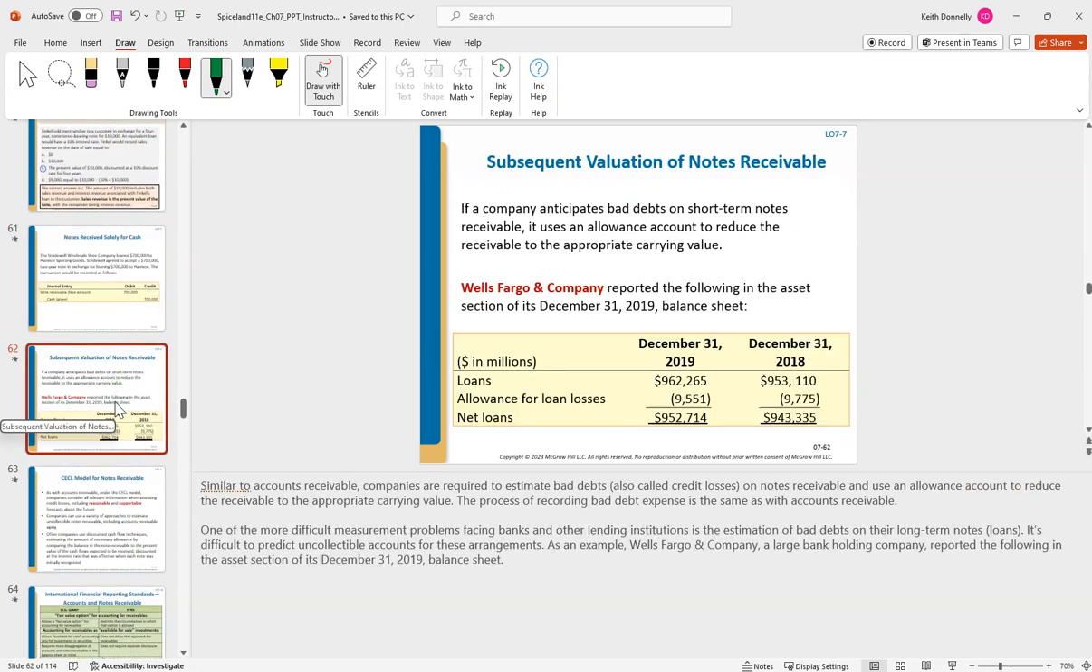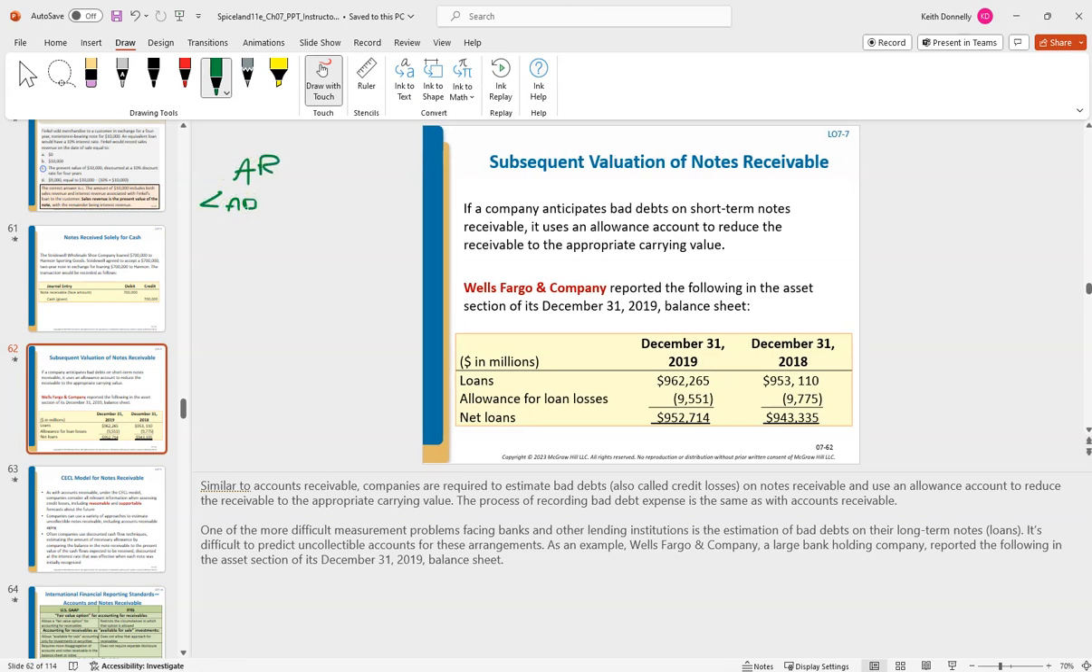All right, so we talked about initial valuation of a notes receivable. How about subsequent valuation? Well, if you remember with accounts receivable, we said we have that allowance for doubtful accounts. And that gets us to our net accounts receivable. That ADA account represented an allowance to capture the fact that X percent of people aren't going to pay us. It's just the reality of the world we live in.